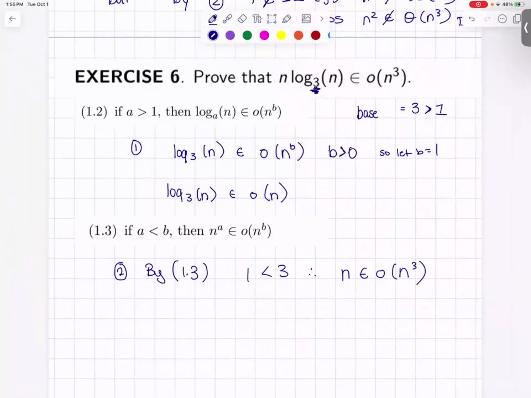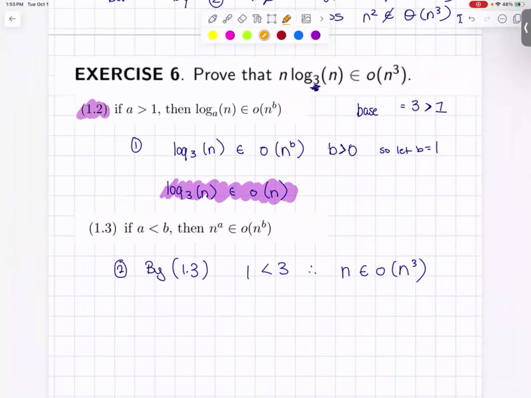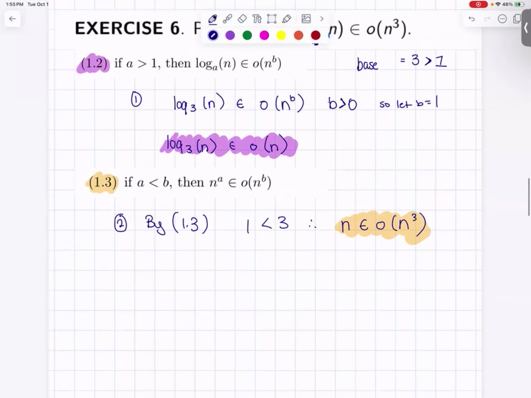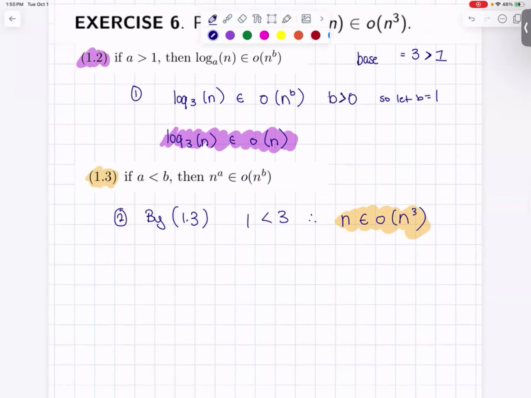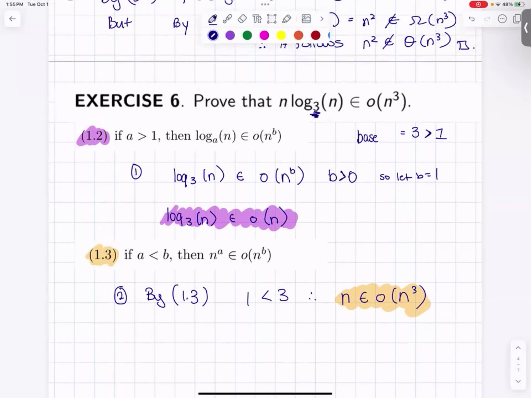Okay, so now that we have these pieces of information, let's just highlight the pieces of information we have so far. We have this piece of information that we pulled from here, and we have this piece of information that we pulled from here. And so now let's go ahead and find a property that will allow us to combine this information. Now, the reason that we had to do it like this, just as a reminder, is because we have just this n over here that we have to work with, and we have to work with this log base 3 of n.